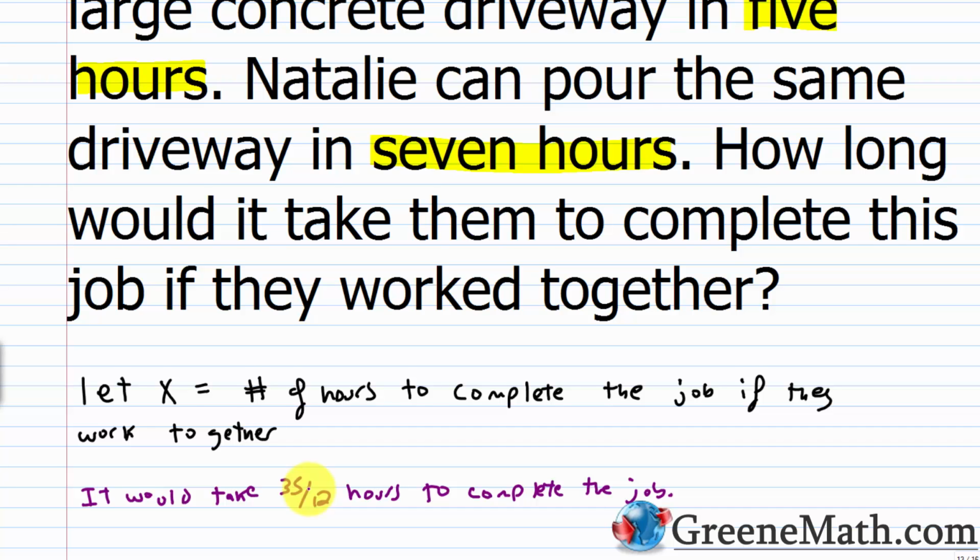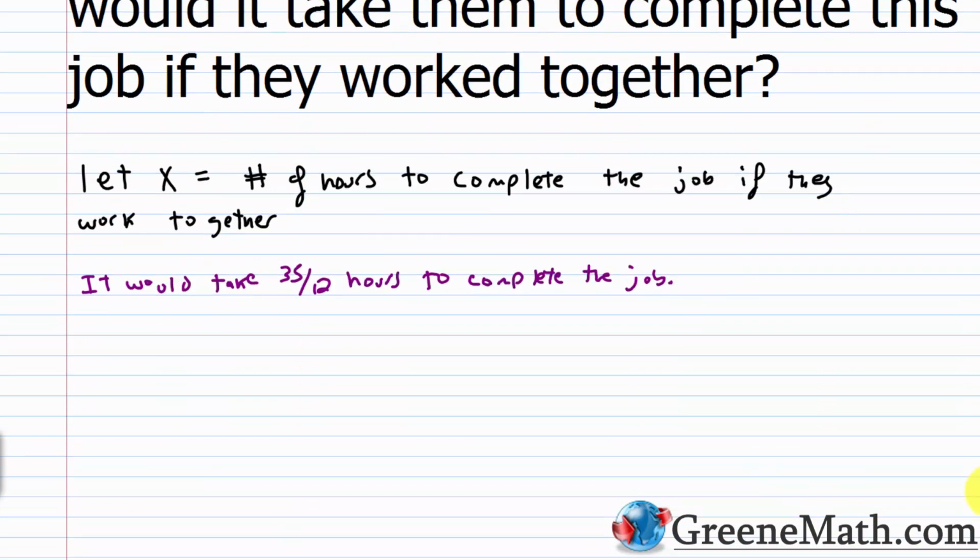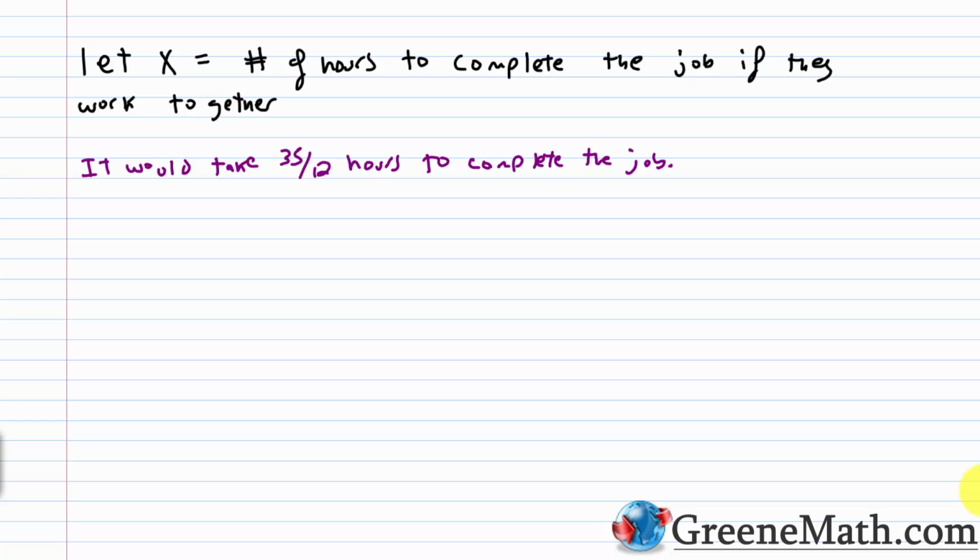Now, let's make sure that this makes sense. So again, working alone, Paul can pour a large concrete driveway in 5 hours. Natalie can pour the same driveway in 7 hours. How long would it take for them to complete this job if they work together? So what I'm going to do here is I'm going to take 35/12, which is the number of hours they work for. I'm going to multiply this by the rate of speed that Paul works at, which is 1/5. And then plus, I'm going to do 35/12 times the rate of speed that Natalie works at, which is 1/7. And let's see if this equals 1, right? One completed job.